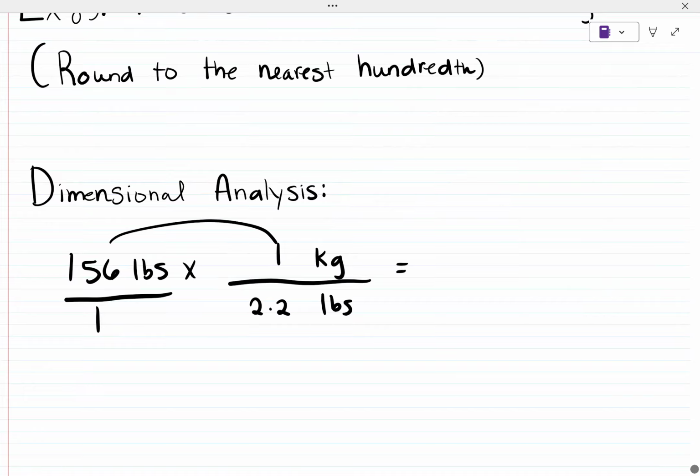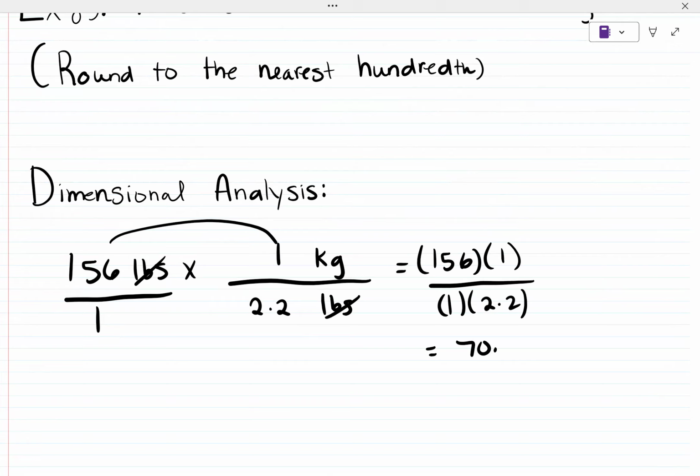And go ahead and the pounds disappears, and then you're left with kilograms and multiply across. So 156 times 1. Then on the bottom, it's 1 times 2.2. And when you put it all together, you get 70.90909. But the direction says round to the nearest hundredths. So this 0 would be the hundredths place. You look at the neighbor, which is definitely 5 and beyond. So you do have to round it to 70.91 kilograms. That's it.